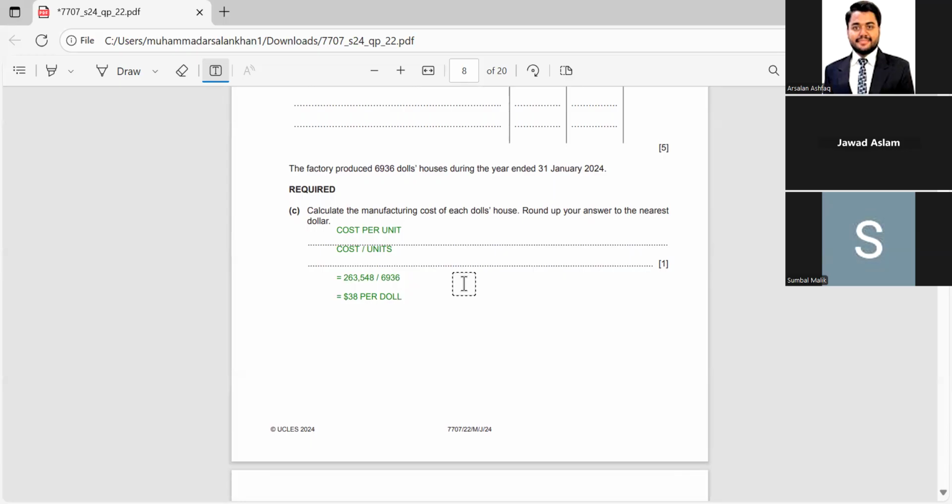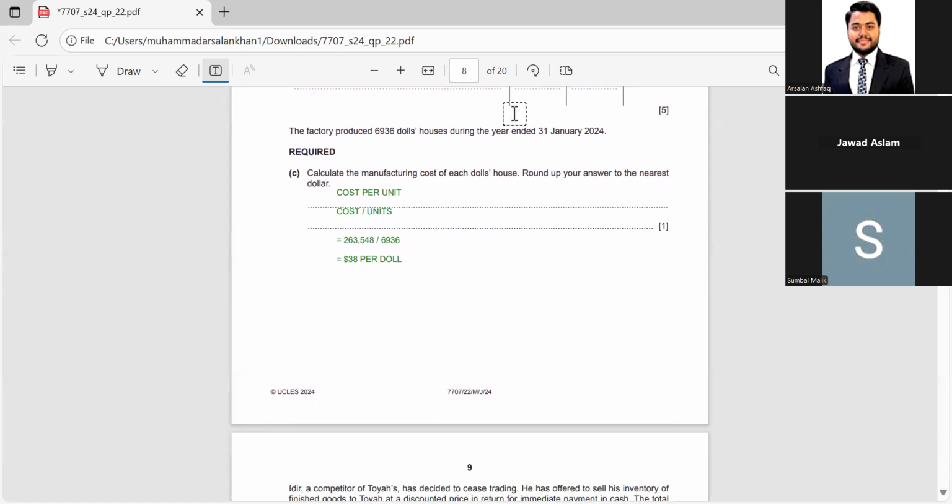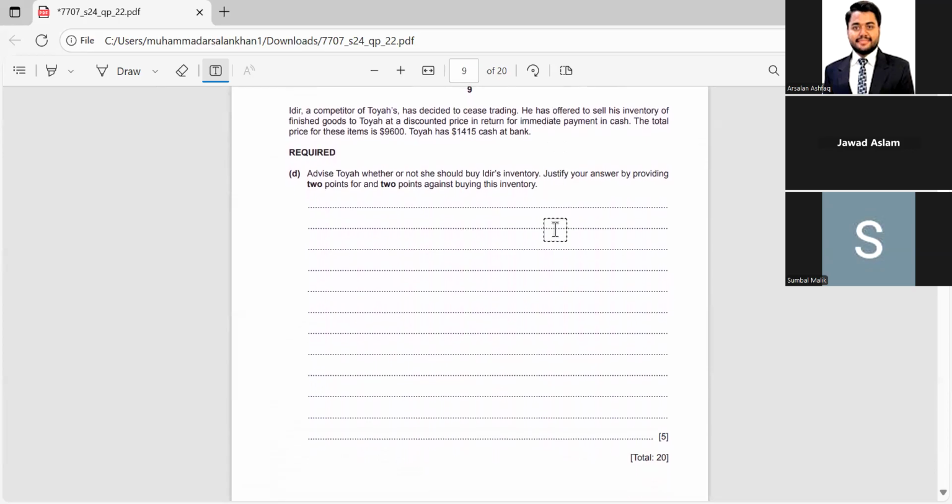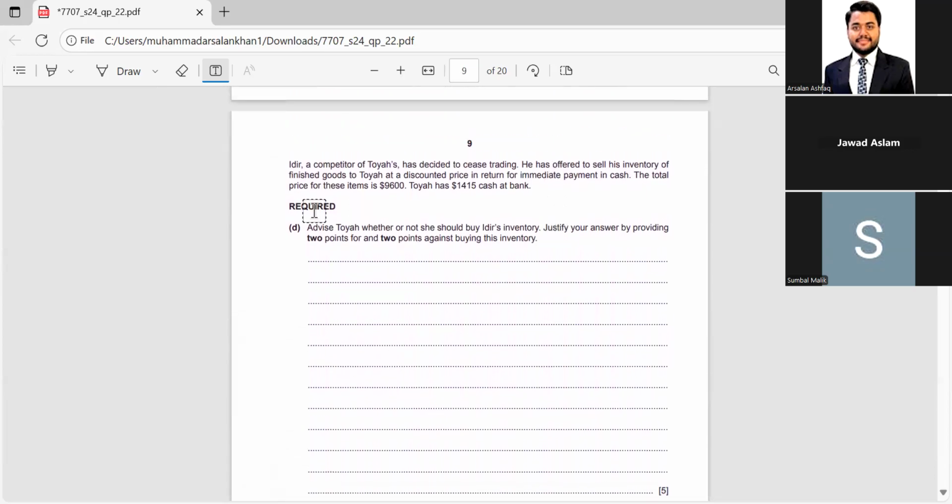Any question till here? Then we are given a 5-mark question. Advise Toya whether or not she should buy the year's inventory. Okay. Justify your answer by providing 2 points for and 2 points against of buying this inventory. So we have to give 2 points for and 2 points against.